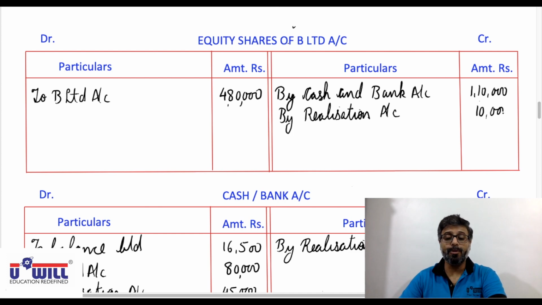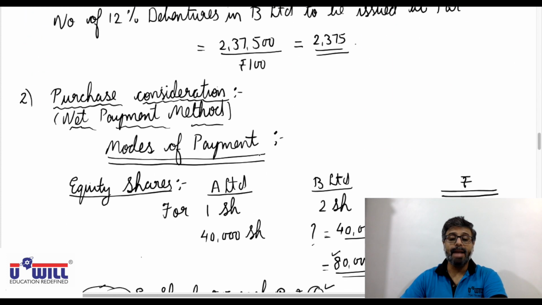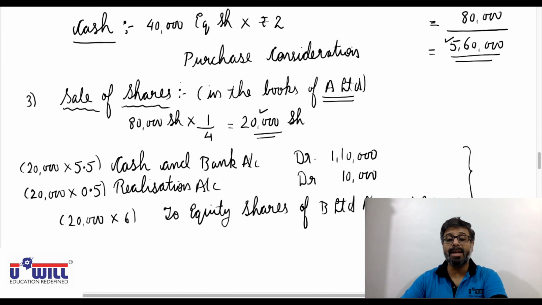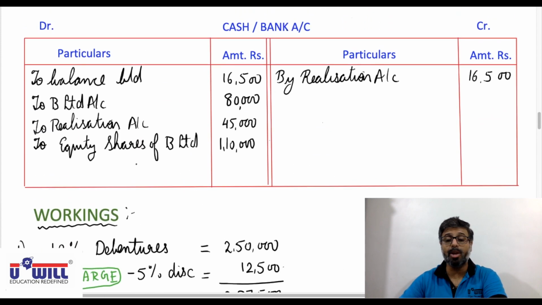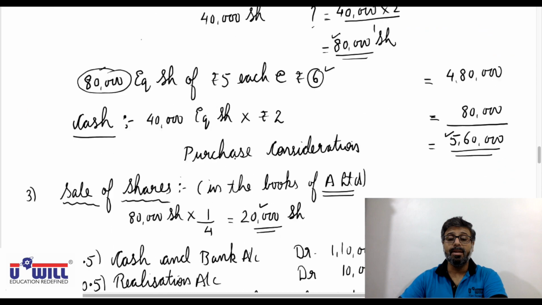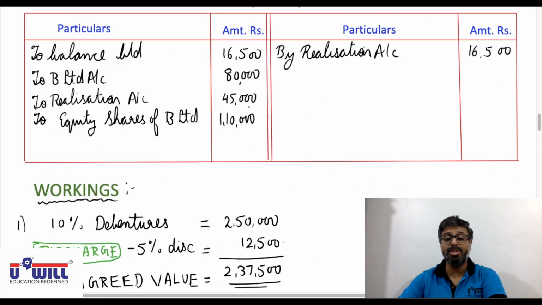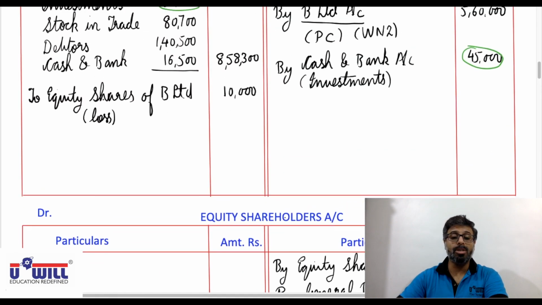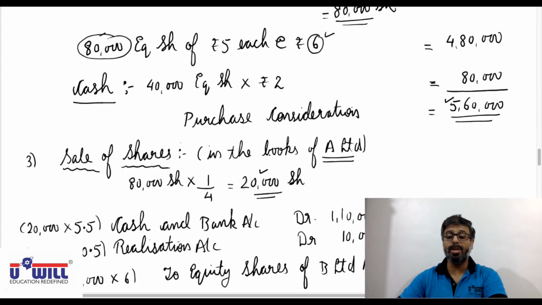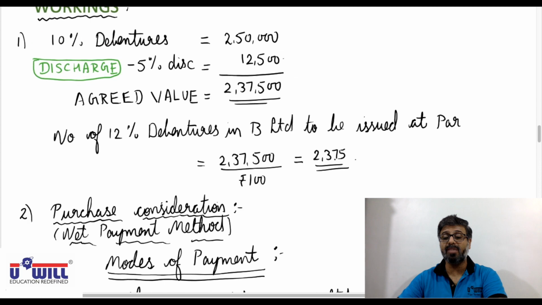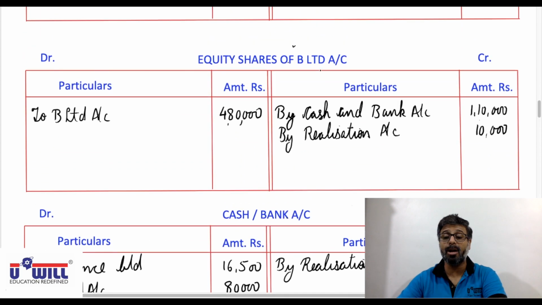All of you can refer to this entry again. Cash and bank account debit, opposite account equity shares of B Limited, 1,10,000. Realization account debit, opposite account equity shares of B Limited, 10,000. Then, on the credit side of equity shares of B Limited, both the opposite accounts: by cash and bank account and by realization account. Right? Next.